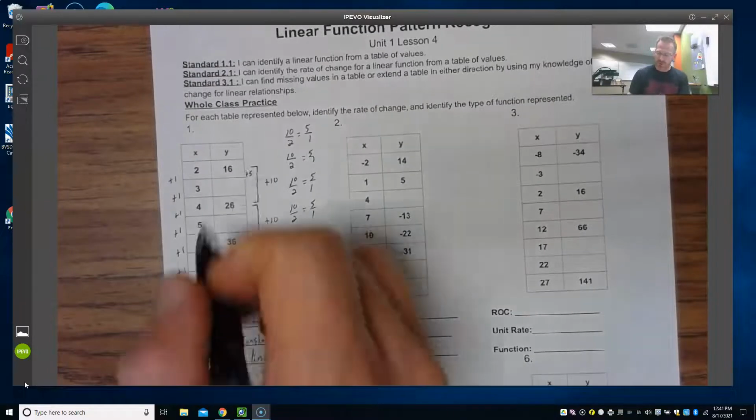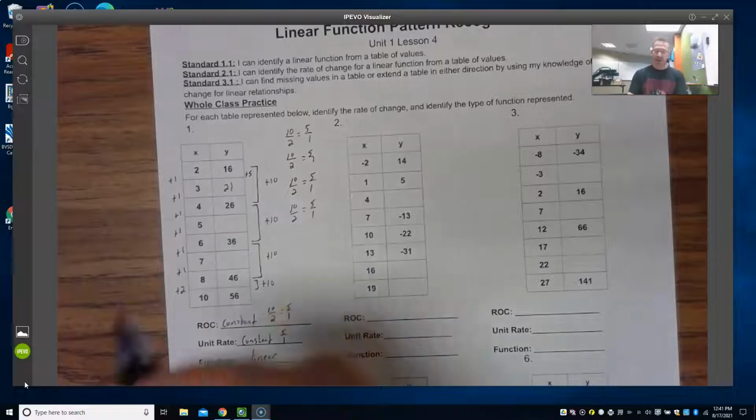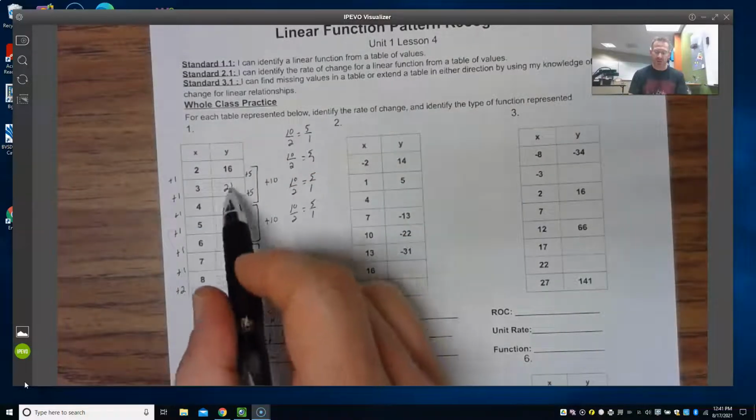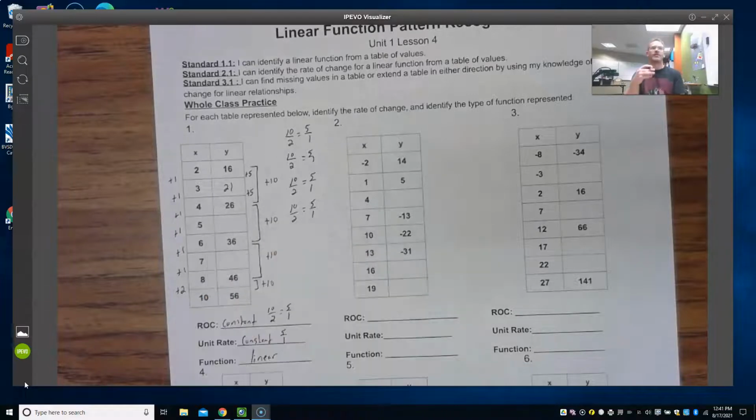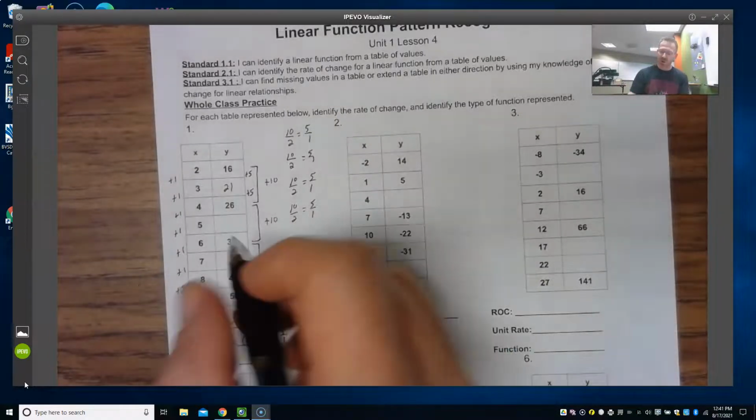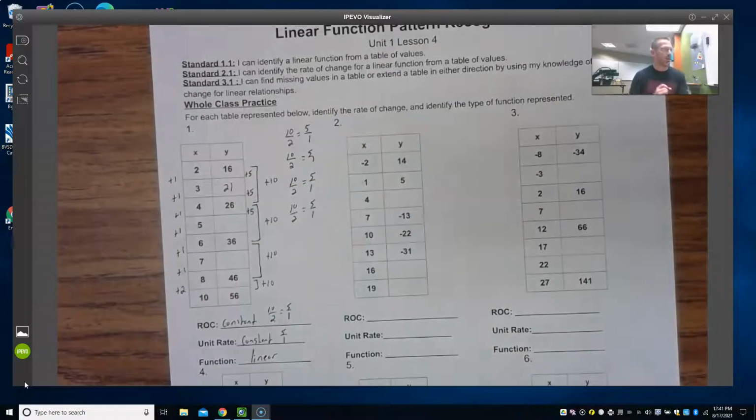Then 16 plus 5 is 21. If I'm doing this right, I have a plus 1 here, so this has to be a plus 5. There's that 5 to 1 again. 21 plus 5 is 26. It's fitting that pattern, and you want to double check that. Even though it's already written in, you should be able to continue it and hit all the values in your table. Now once again, I have a plus 1 here, so I'm going to put in that unit rate, which is a plus 5 for my y.